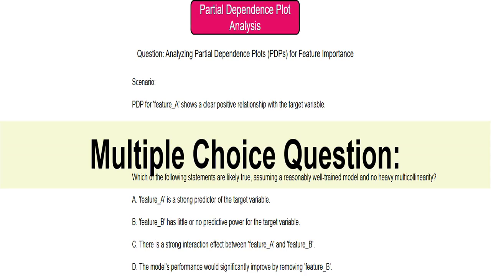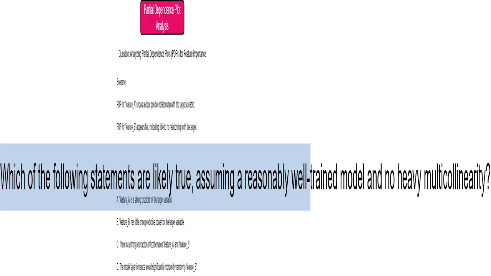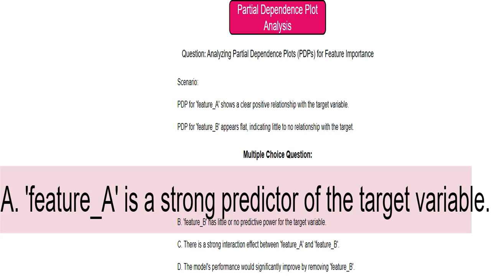Based on the upward sloping PDP for feature_A, I can confidently say that feature_A is a strong predictor of the target variable. The flat PDP for feature_B strongly suggests that it has very little to no predictive power for the target variable. While interaction effects are possible, we are given that there's no strong multicollinearity, reducing the likelihood of this being true based on just the single feature PDPs.